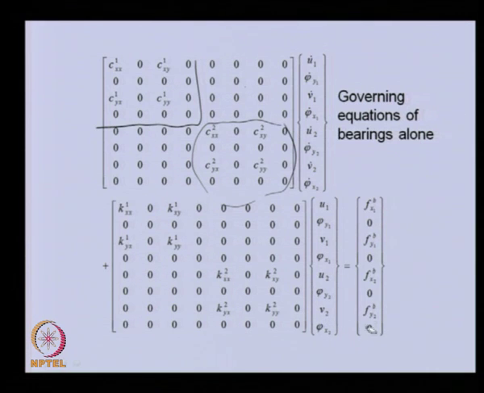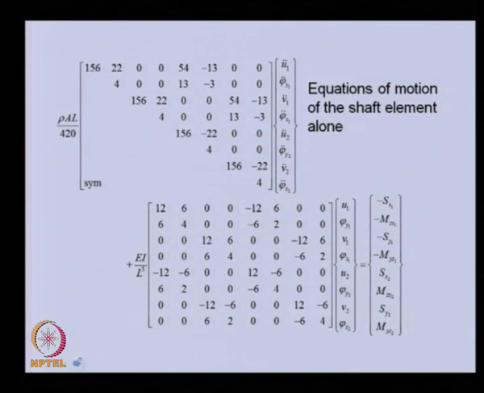These are the bearing forces at node 1 and 2. So, this is the equation of motion for both the bearings alone. Now, this is the equation of motion for the shaft alone. You can see we have clubbed the 2 plane motion as we did for the gyroscopic case. This is the mass matrix, this is the stiffness matrix, and these are the reaction shear force and bending moment. So, this is the equation of motion of the element of the shaft.